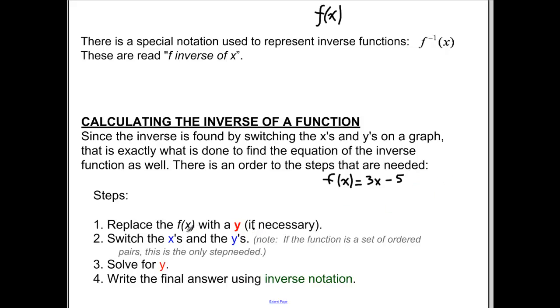So step 1 would just be to replace the f(x) with the letter y. We're going to change it into xy notation. And of course we know that f(x) is the same thing as just writing y, so these things are equivalent. The next step is I'm going to switch the x's with the y's. So wherever you see y, I'm going to turn it into an x, and wherever I see x, I'm going to turn it into a y. So I'm going to say, for the inverse, x = 3y - 5.